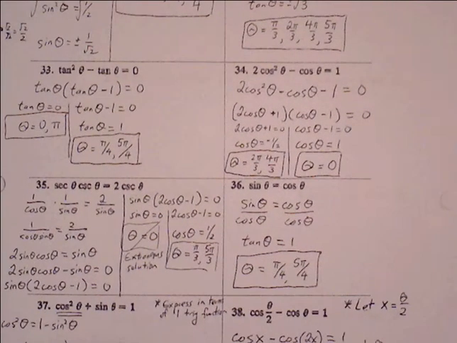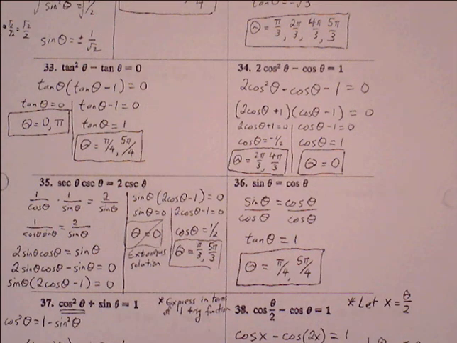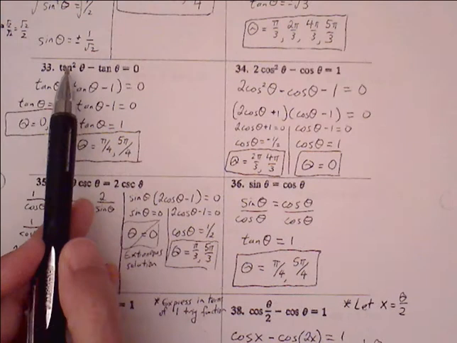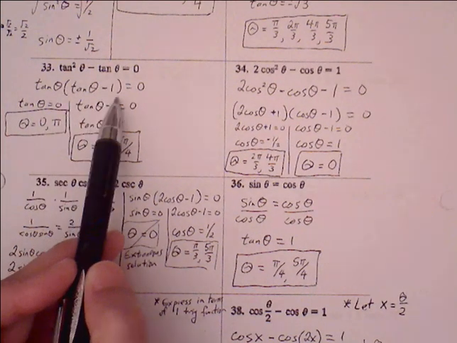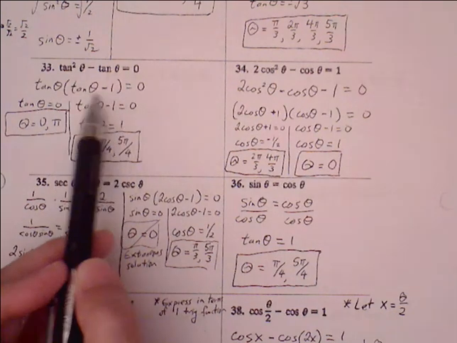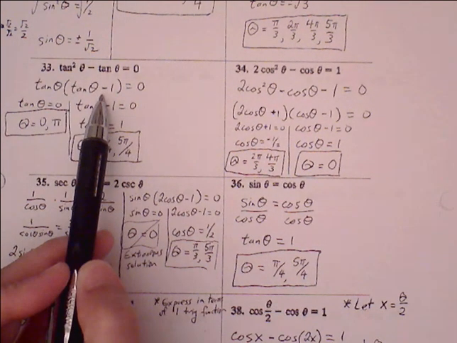For 33, tangent squared theta minus tangent theta equals 0. We treat this like an algebraic problem through factoring. So we can factor a tangent theta out. That leaves us with tangent theta minus 1 equal to 0, so we can set both factors equal to 0.